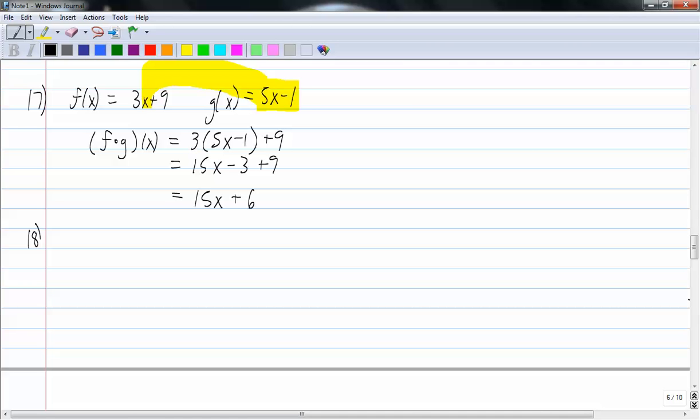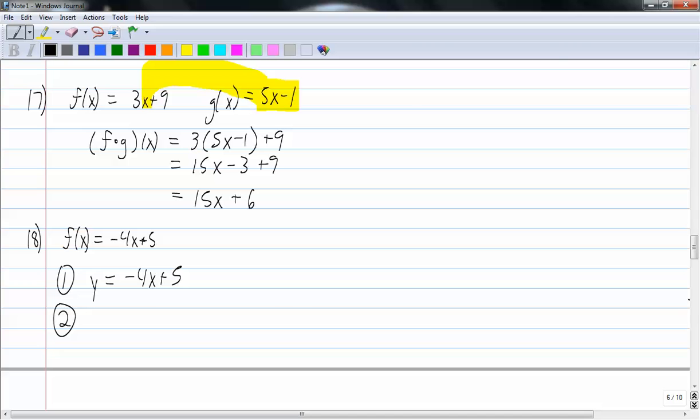Number 18 says, find the inverse of the one-to-one function. Here's the function, f of x equals negative 4x plus 5. We want to find the inverse. So to find the inverse, we follow 4 steps. The first step, instead of f of x equals negative 4x plus 5, we make it y equals negative 4x plus 5. The second step is to interchange x and y.